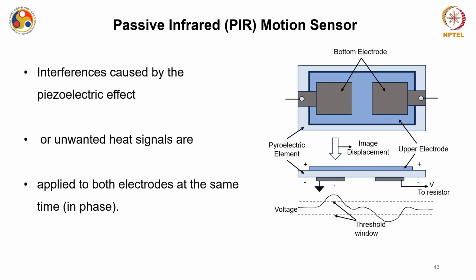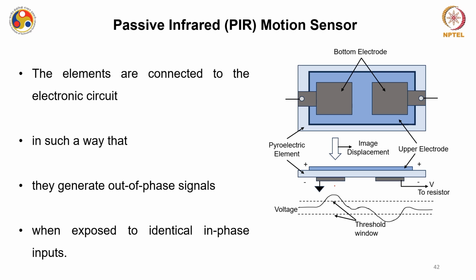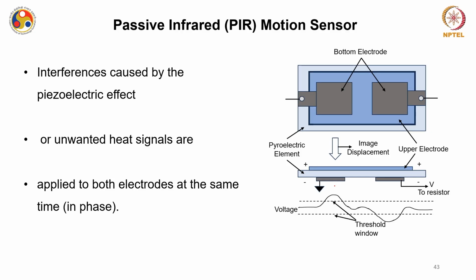Interferences caused by this piezoelectric effect or unwanted heat signals are applied to both the electrodes at the same time. So basically you are applying in-phase signals. We have just talked about how it is connected to a circuit such that when you have in-phase signals, you generate an out-of-phase signal.